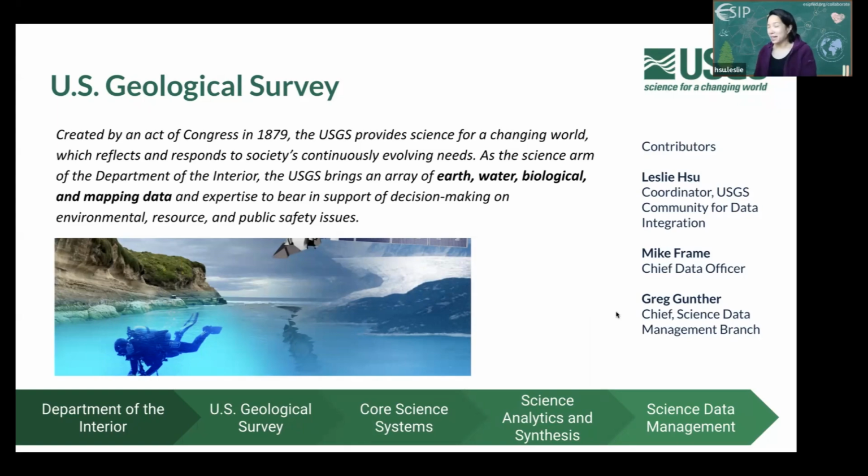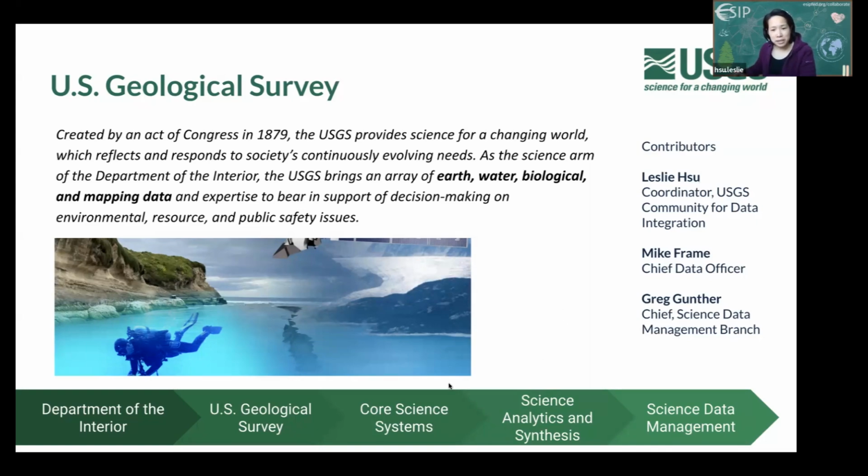So just to get oriented, what kinds of data does the U.S. Geological Survey have? Well, we are the science arm of the Department of the Interior, so we work with earth, water, biological, and mapping data and expertise to bear in support of decision-making on environmental, resource, and public safety issues. So this great range of data types is one of the things I like to emphasize about what makes it so interesting yet challenging to work with USGS data, especially when you're trying to say something across the board.